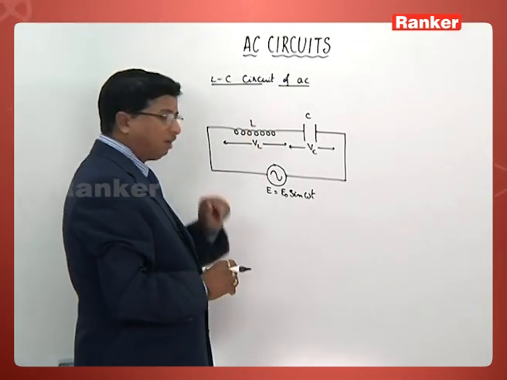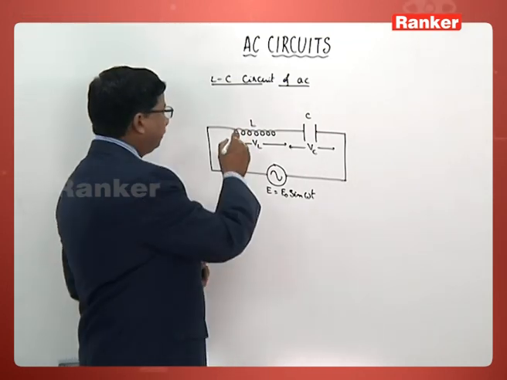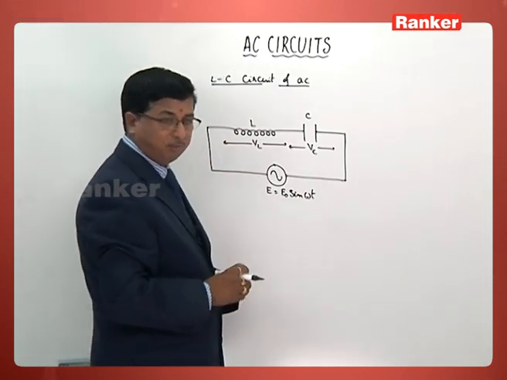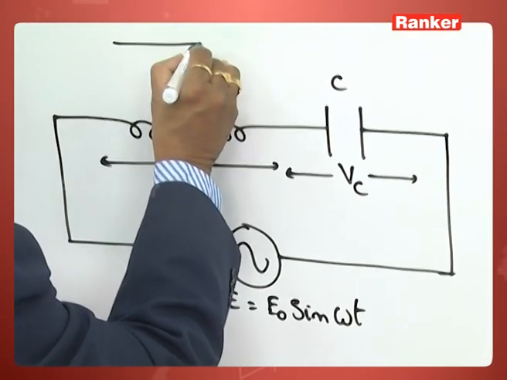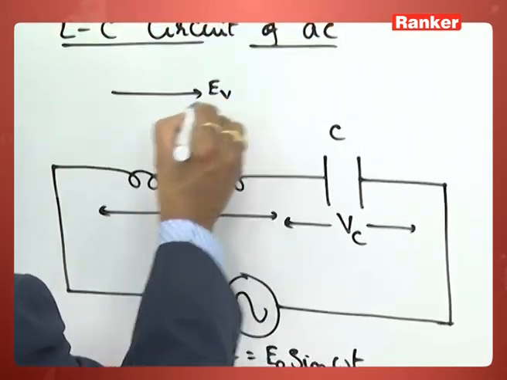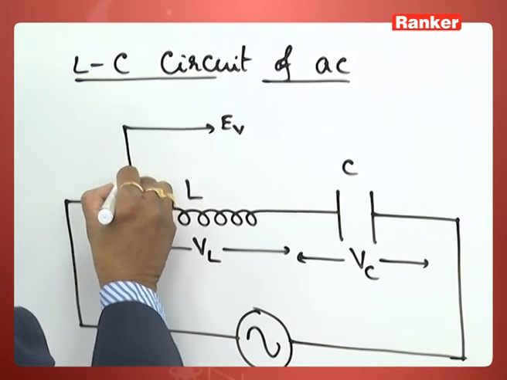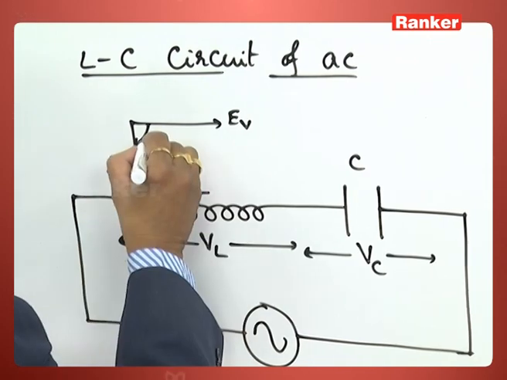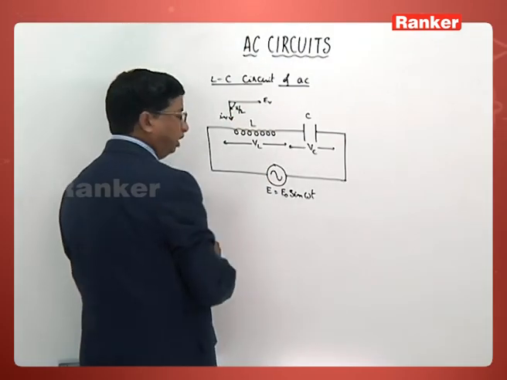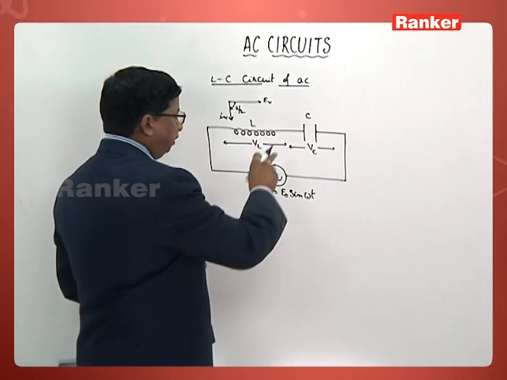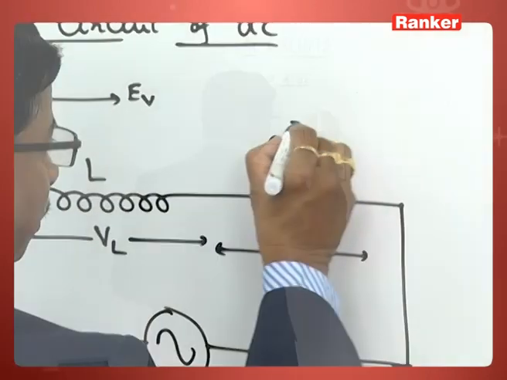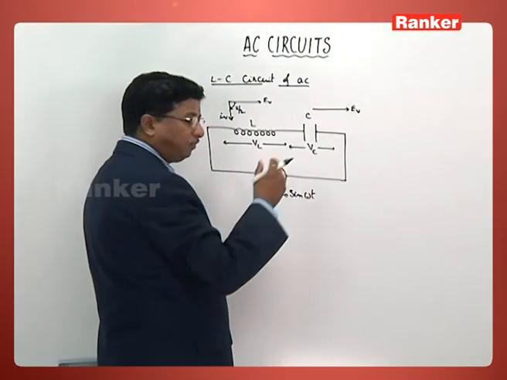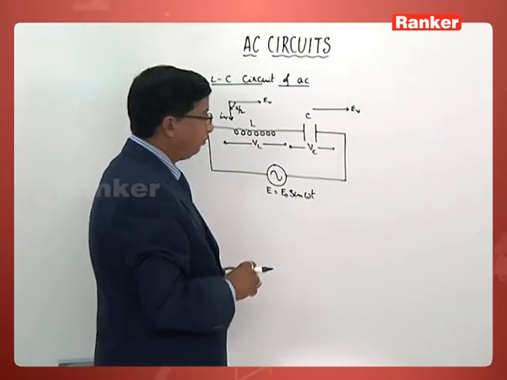When we take this inductance coil, current lags behind EMF by pi by 2 radian. So we find this one as EV and this one as IV. The angle at which this is lagging is pi by 2. If we consider the capacitor circuit, here current leads the EMF by pi by 2 radian.